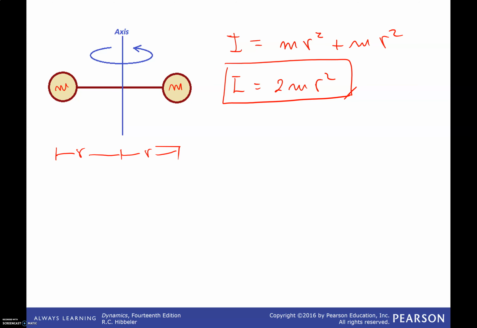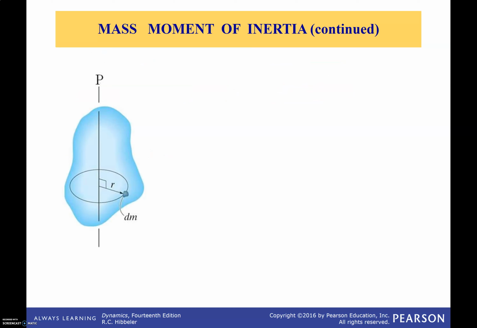So things to remember: the more mass you have, the higher the moment of inertia. That means the more torque you have to apply to get a rotation about this axis. The farther the objects are, the higher r is, the greater this r distance is, the more moment of inertia. Those are the key important quantities here.